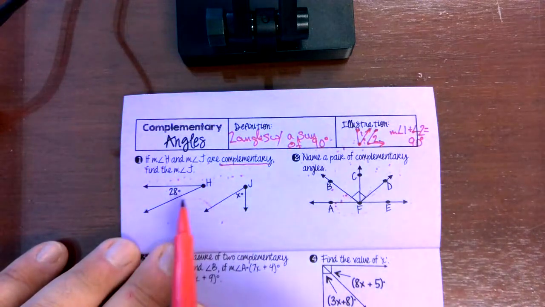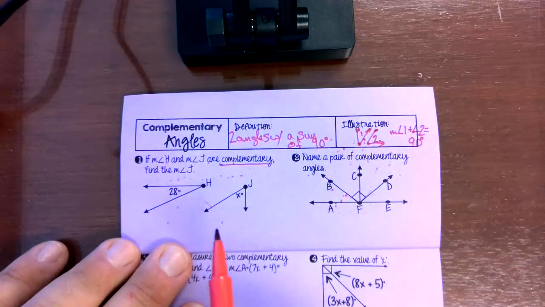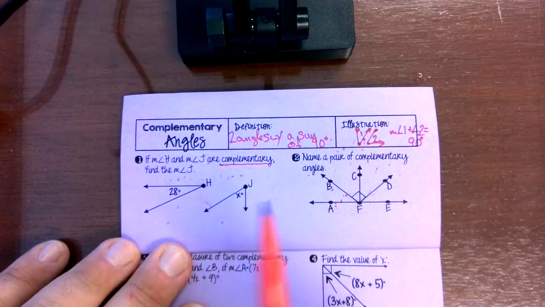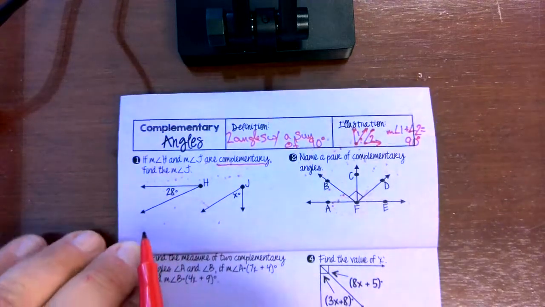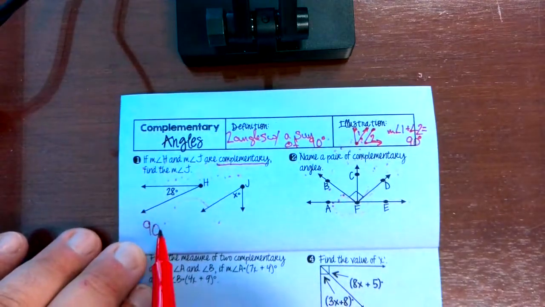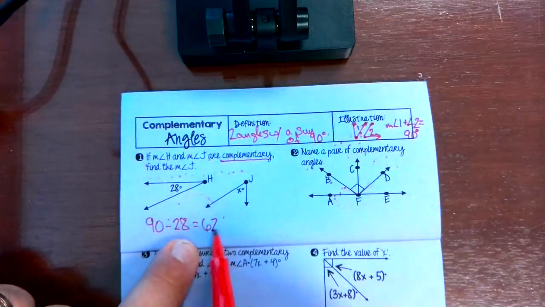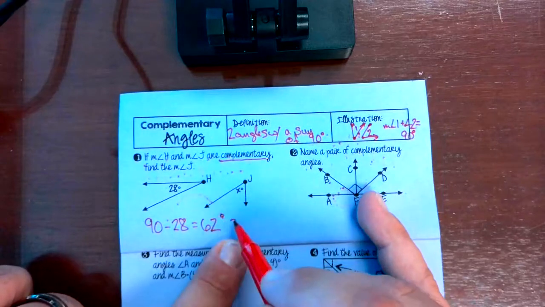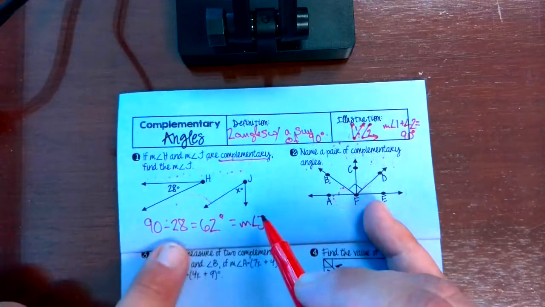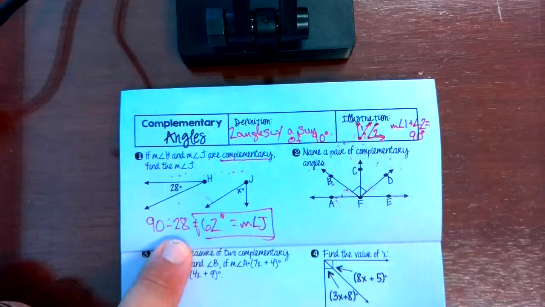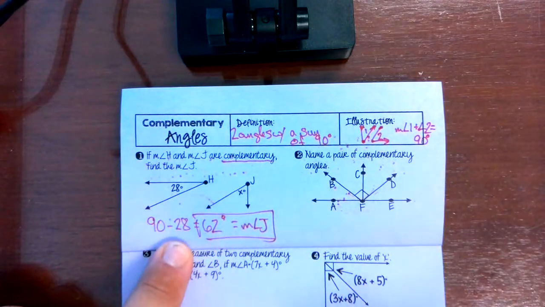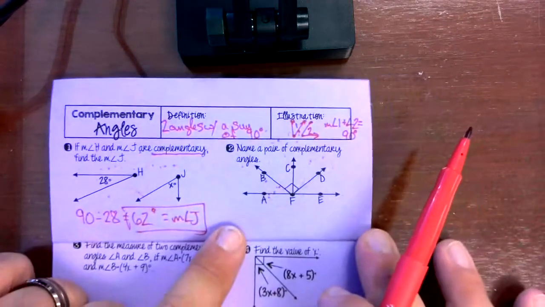So right here, I've got angle H is 28. I've got angle J is X. I want to find the measure of angle J. All I'm going to do is say 90 minus the 28 gives me 62. And that is what the measure of angle J is equal to. I just subtract those. It's really nice when it's numbers like that, straightforward.